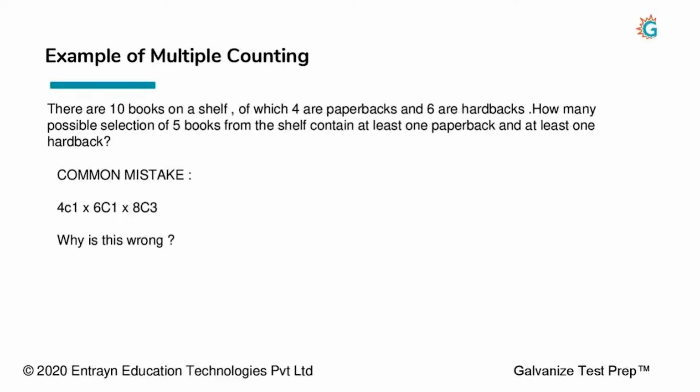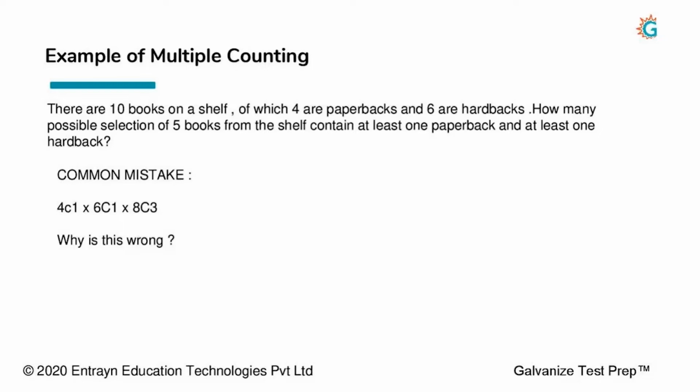Why is it called a mistake? Let me give you a simple example here. There are 10 books on a shelf, of which 4 are paperbacks and 6 are hardbacks. How many possible selections of 5 books from the shelf contain at least one paperback and at least one hardback?